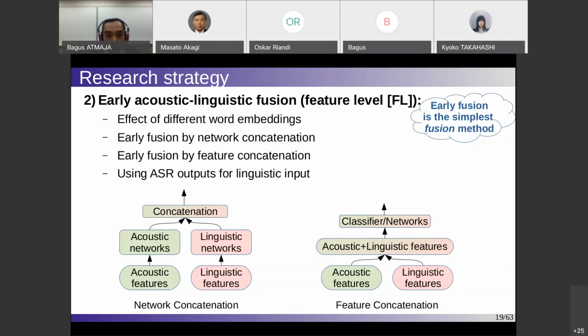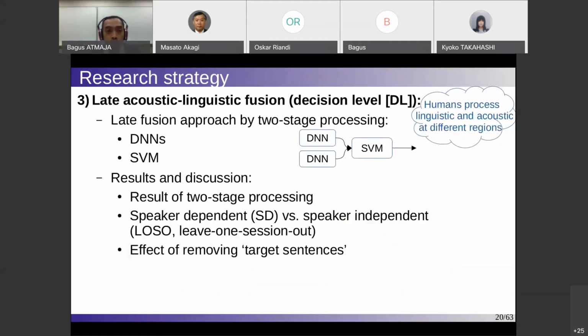And the last strategy is late acoustic linguistic fusion, also known as decision level fusion, because the fusion is conducted after the decision for each modality. So in this case, I proposed a method by combining DNN and SVM. Acoustic and linguistic are trained separately in their own DNN, and then the DNN will output valence, arousal, and dominance from both modalities, and then I use SVM to make the final prediction. So the input here is the output of the first stage.